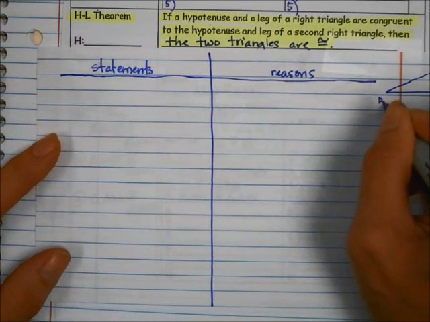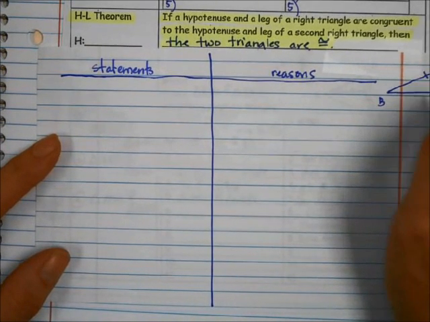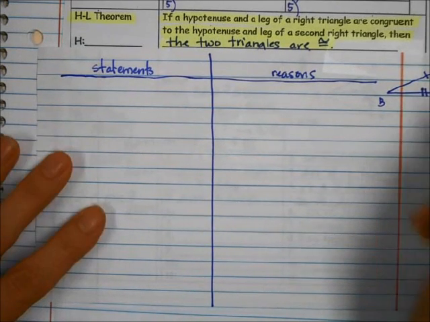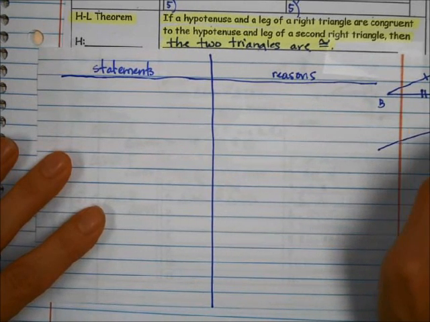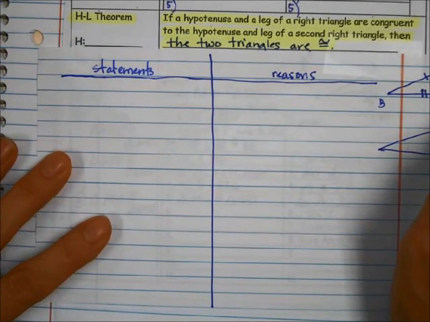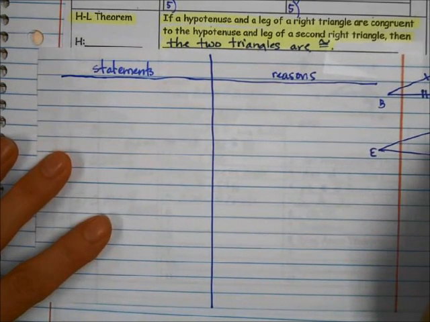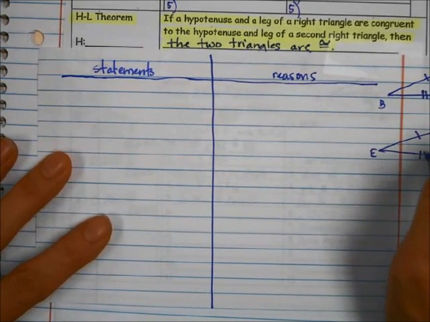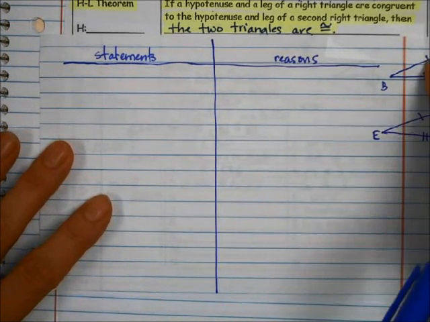This is still triangle ABC, and this is going to be hypotenuse leg, so we know those are congruent. Alright, then here's my other triangle. This is triangle DEF, and again, this is the right angle, and we're going to have hypotenuse leg. So you're given those. So we're going to prove that those are congruent triangles.